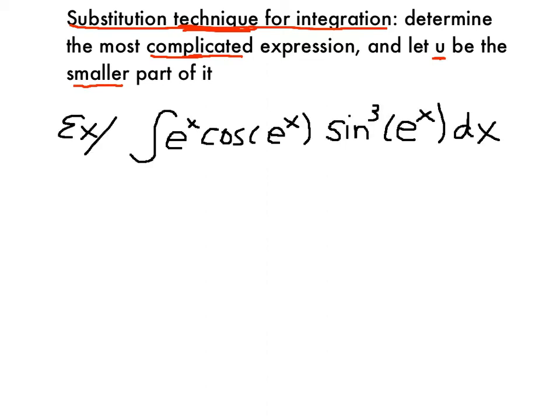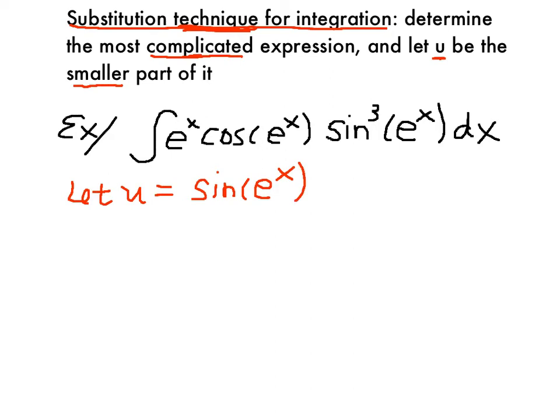Okay, so let's jump in with one that looks ridiculously ugly. And so this really kind of takes your breath away. But you want to try to stay calm and notice this. Here is the most complicated expression, right? Because it's a trig function, it involves e to the x, and it's being cubed. And so what we want to do, as the directions tell us, is let u equal the smaller part of this whole thing. And that probably would mean letting u equal sine of e to the x.